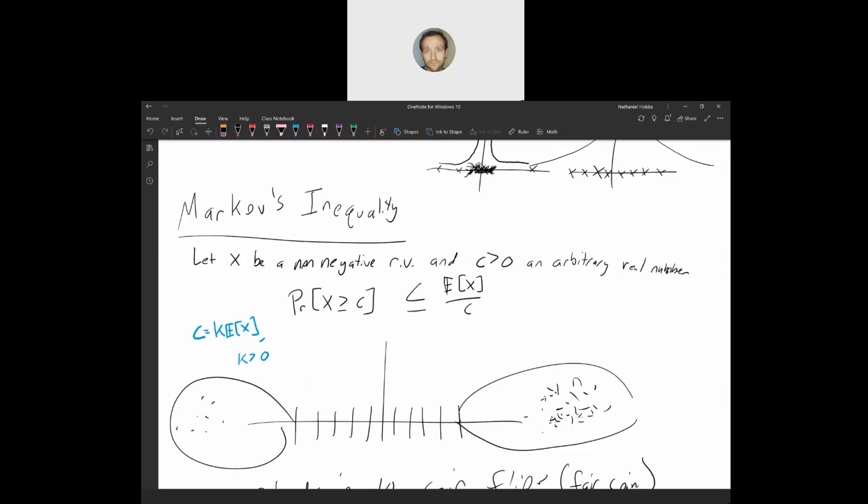Okay, so let's rewrite this. This says that the probability of x being greater than or equal to k times E of x, so I'm just plugging in k E of x for c, is less than or equal to E of x over k E of x. That's just plugging in the value for c. And this equals 1 over k.